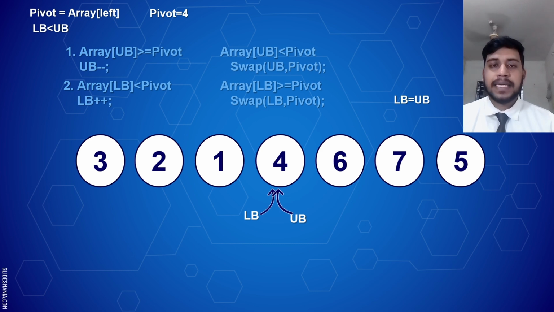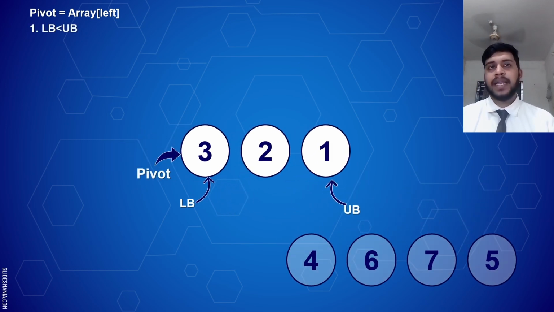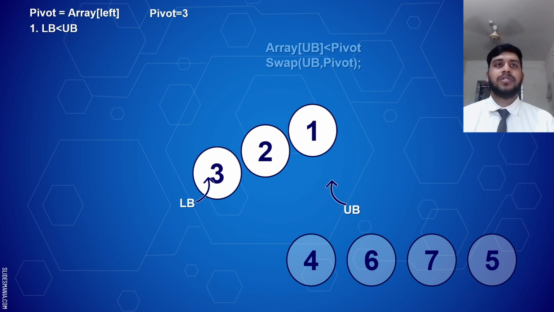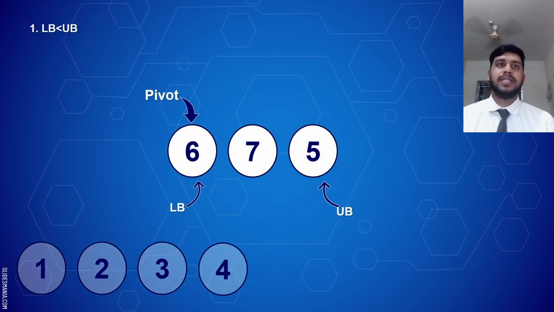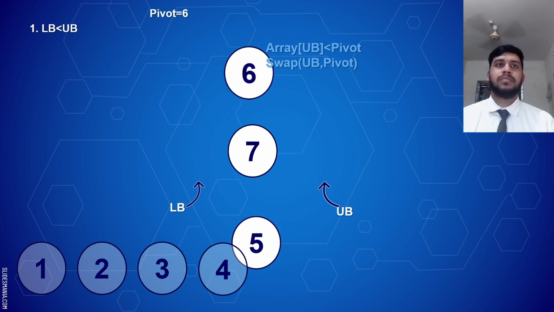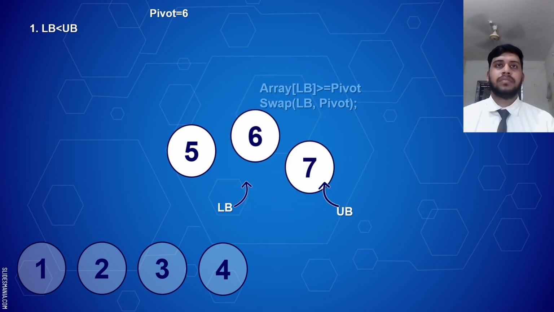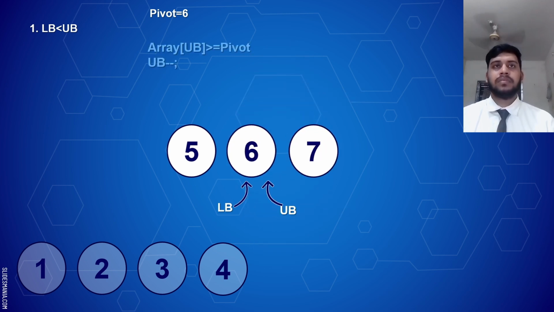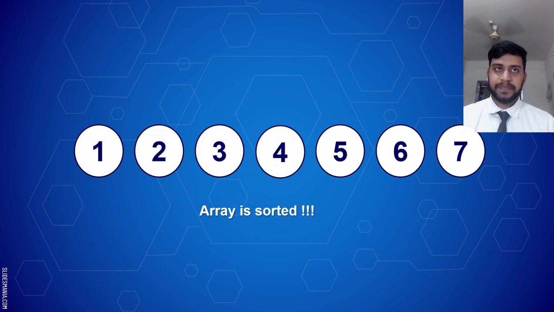Now we will divide the array into subsections and sort them in a similar way. We will choose a pivot here again, and the same conditions will be applied, and in a similar way the array will be sorted. Here is the second section. You can see our array is sorted.